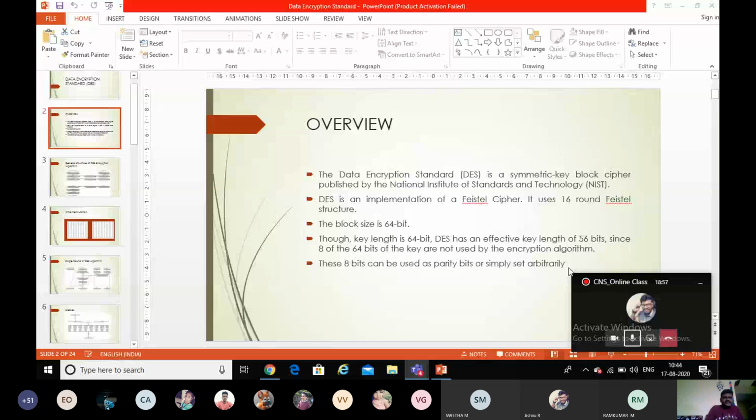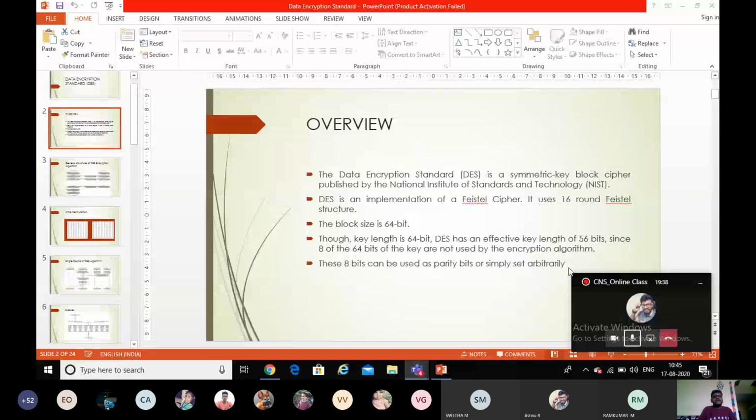Before entering into the DES, we have some basic things to note. First, this is a block cipher. Second, this is a symmetric cipher, and the third is that it has a Feistel cipher structure. So these are the three things. And the fourth one is it has 16 rounds of encryption. We'll explain with a diagram.